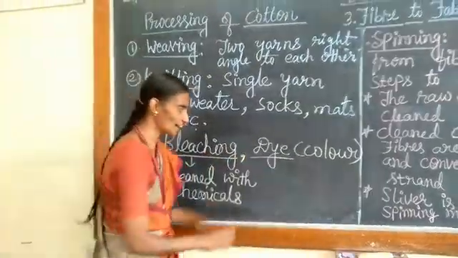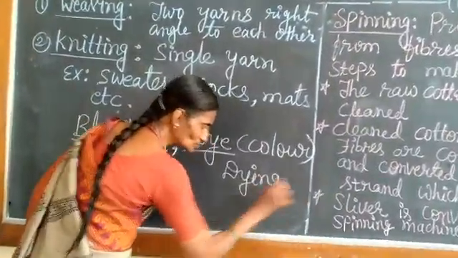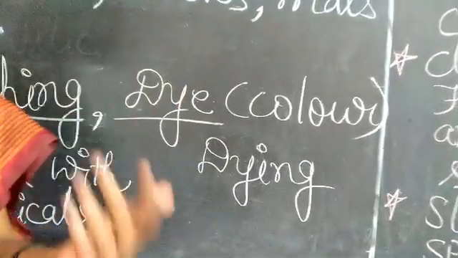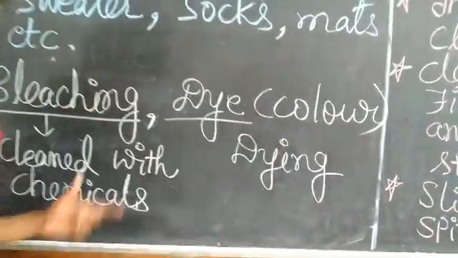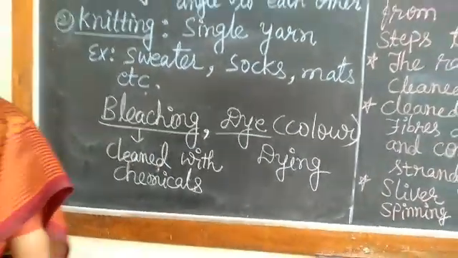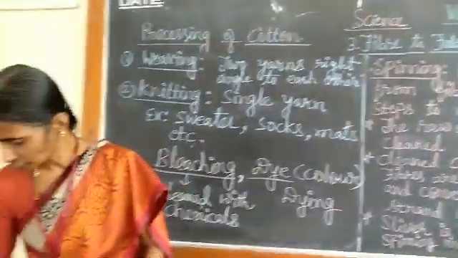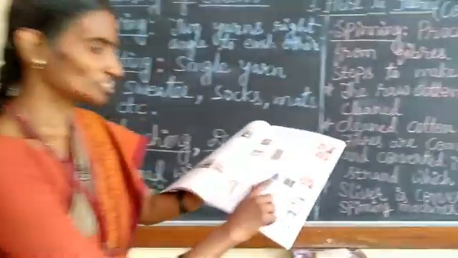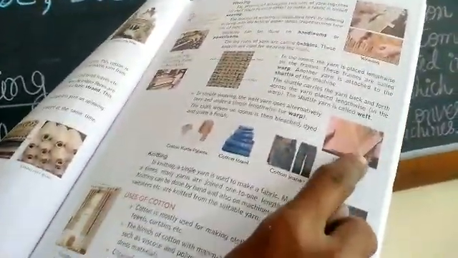Bleaching and then dyeing. Dye means color. Dyeing is a process in which clothes are colored. You are all wearing clothes of different colors. And now, moving to uses of cotton: cotton jeans, cotton towels, kurta and pajamas, cotton saris.